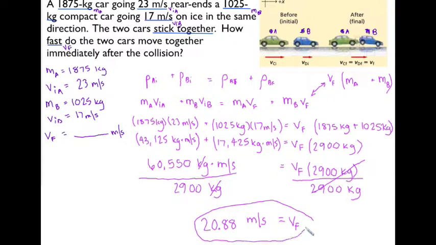And if you notice, it's a little bit in between the velocities of the two cars. So the initial velocity of the first car was 23. That's a little bit more than this. And the initial velocity of the second car is 17, which is less than this. So our answer makes sense because it's in between the speeds of the two cars.